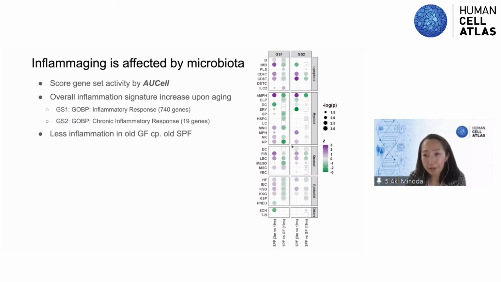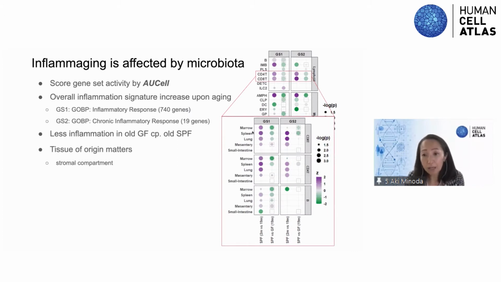So here is another summary plot. In general, you see the purple on the left and then the green on the right, suggesting that in normal SPF aging, in old mice, there is an increase in inflammation across many different cell types, but that increase is not observed in the germ-free to the same extent.